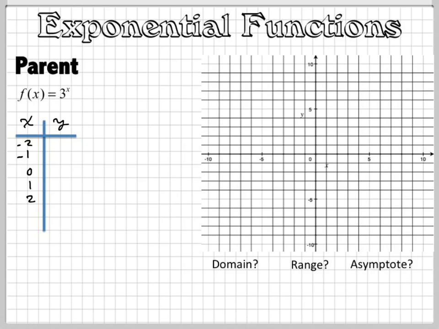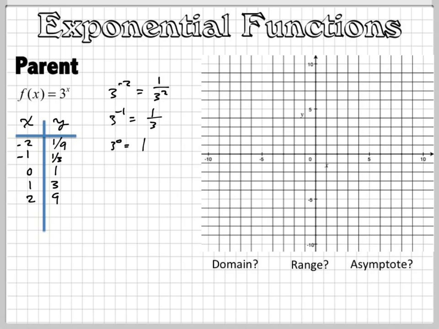And then your y. So what do we get when we plug in a -2? Well, to make that -2 a +2, we have to flip the fraction. It now goes on the bottom of a fraction. And so we find that when we plug in -2, we get 1/9. If we plug in -1, we get 1/3. If we plug in 0, it would be 3 to the 0 power. What's anything to the 0 power? 1. Raised to the 1 power would be 3. Raised to the 2 power would be 9.